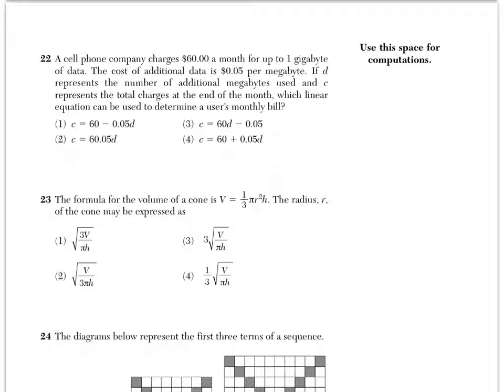Question 22 has a lot of words, so let's break it down. The first thing that I recognize is that the cell phone company is charging $60 a month, and that includes a gigabyte. Pretty typical. Most of our plans include 2 now, but whatever. The cost of additional data is 5 cents per megabyte.